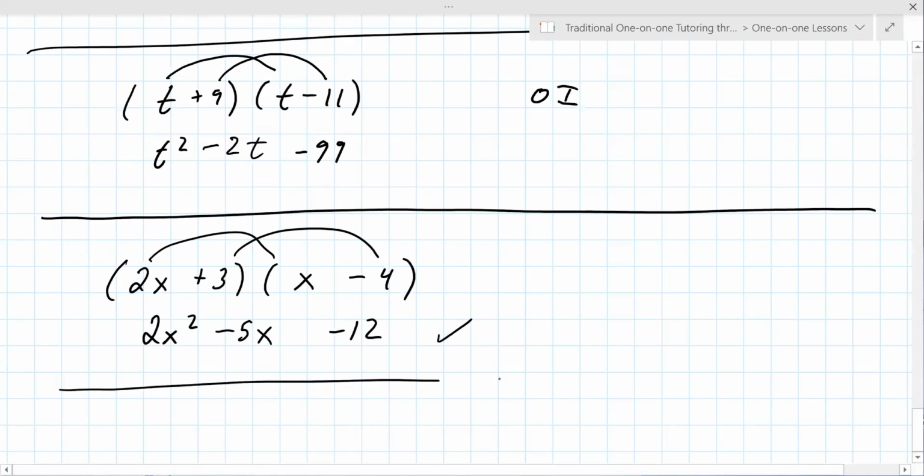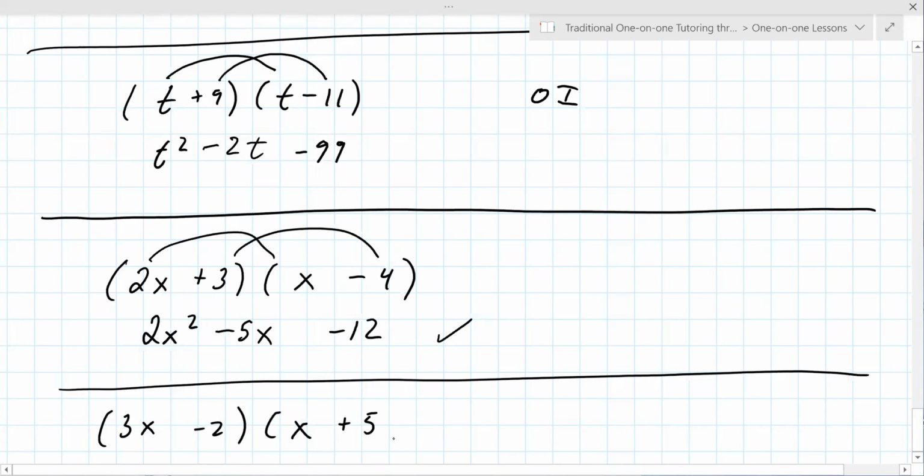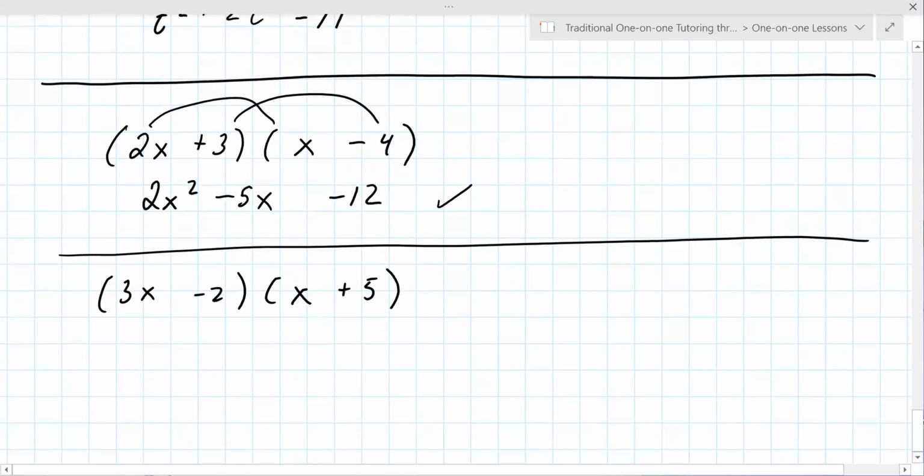Yes. So let me give you one here to do on your own. Let's come up with this. So 3x minus 2 times x plus 5. All right. All right, 3x squared minus 13x minus 10.